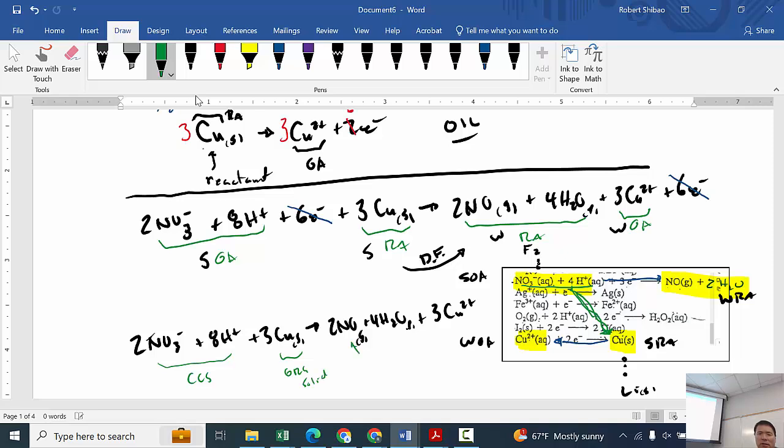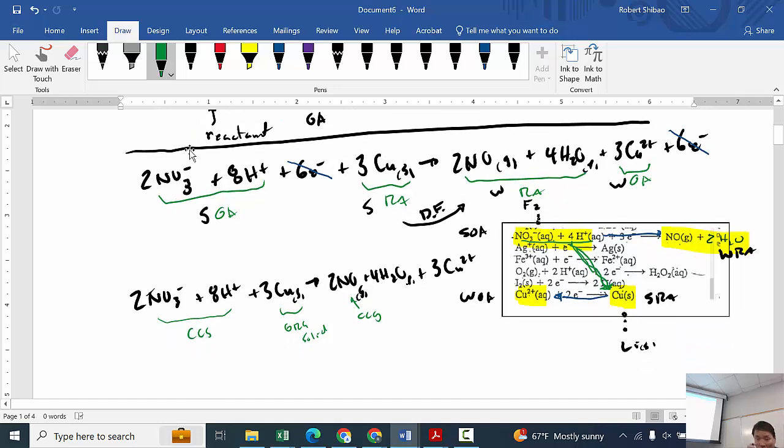NO is a CCG. Do you know what a CCG stands for? Clear colorless gas. H2O is a CCl. What does a CCl stand for? Clear colorless liquid. However, when there's copper present, it's no longer CCl. Do you know what color copper 2 is in water? Not green. You need it in high enough concentration. No. Blue.